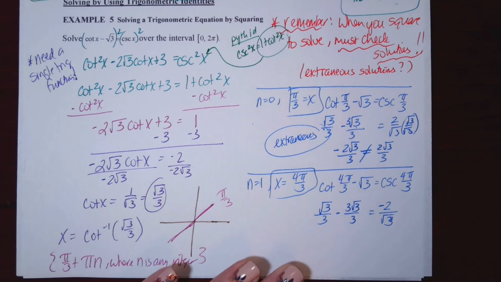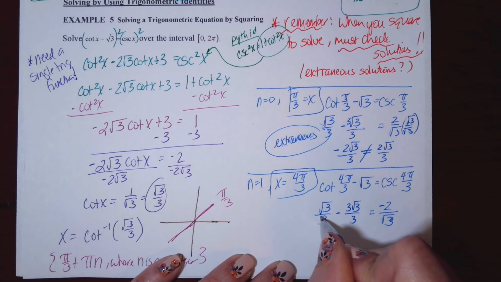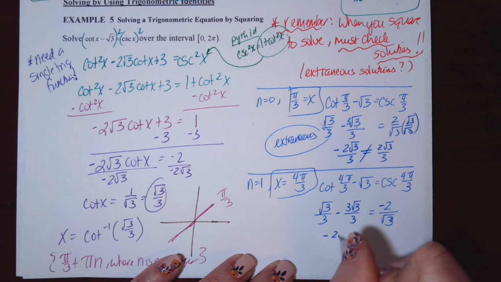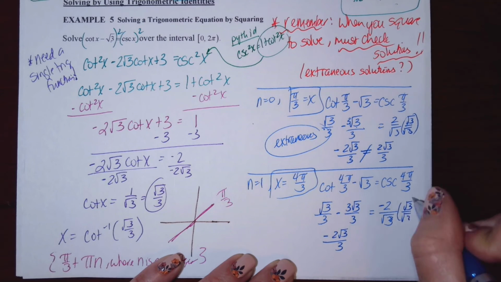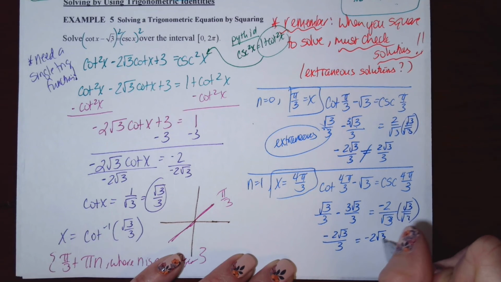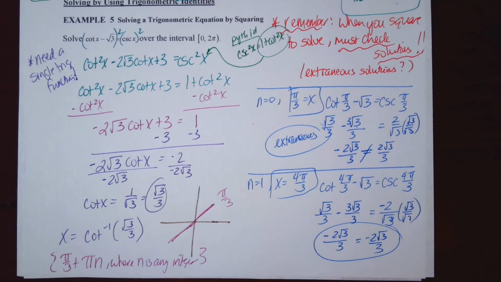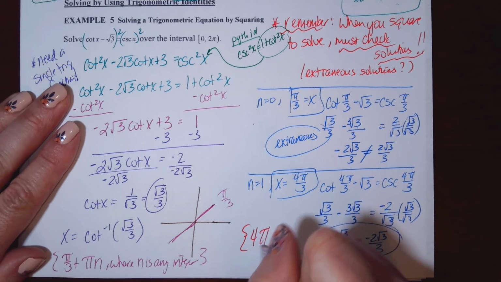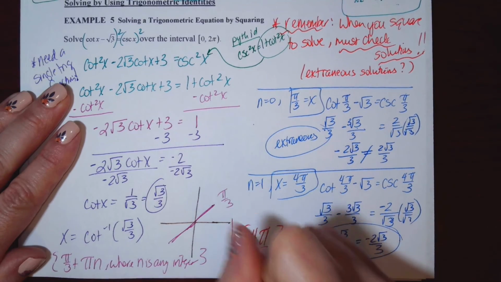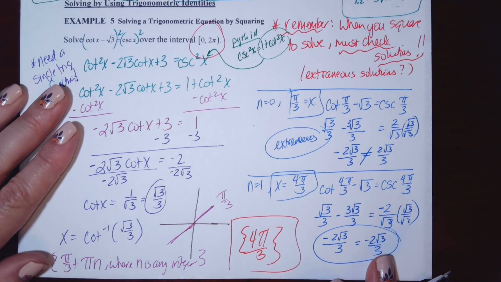Now we're in business, because 1 square root minus 3 square roots is a negative 2 square root 3 over 3. When I rationalize here, I get a negative 2 square root 3 over 3, and that one works. So my valid solution is 4 pi thirds, only within that interval that I was given.